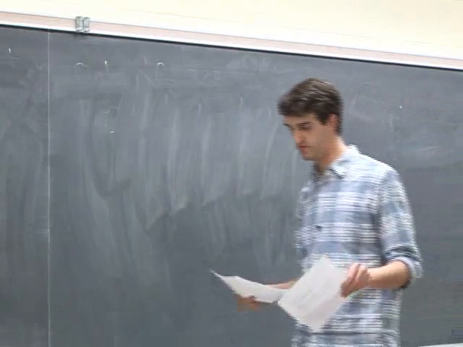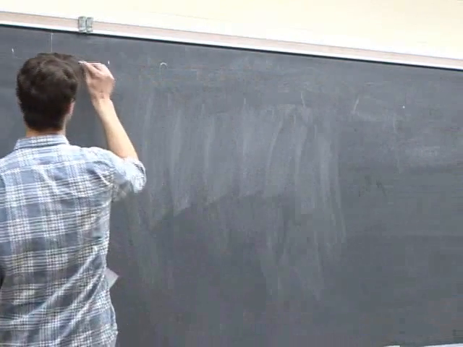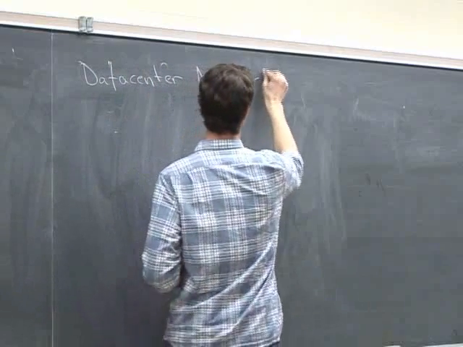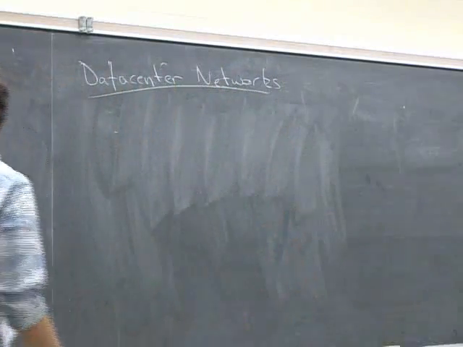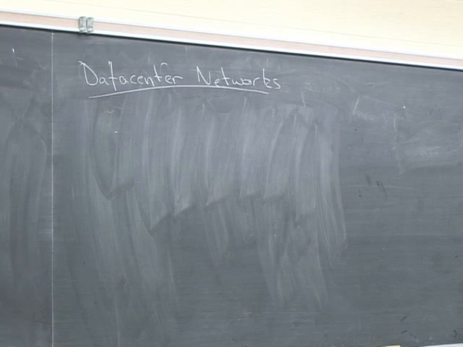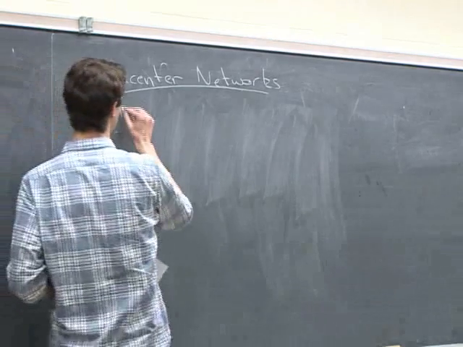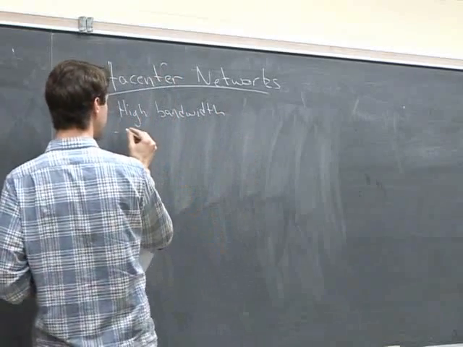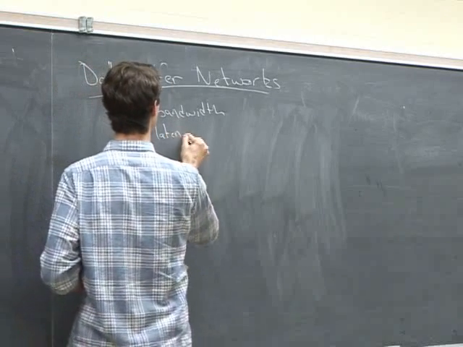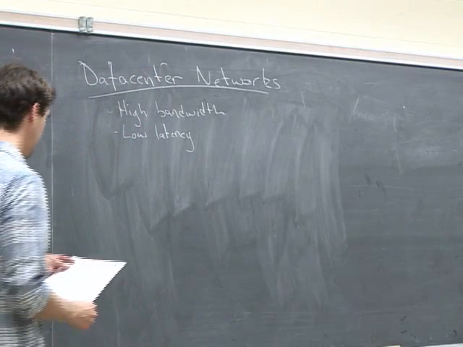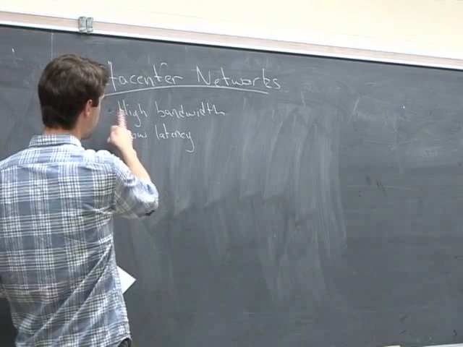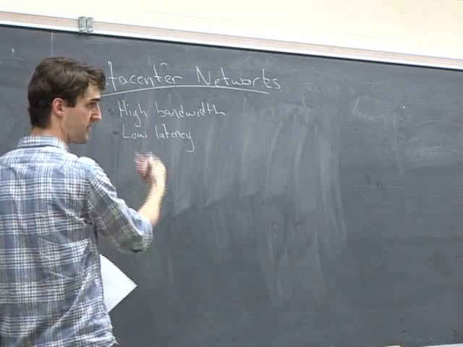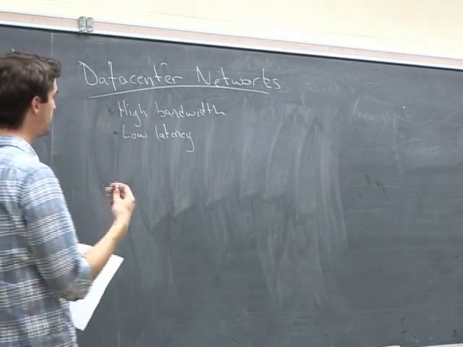Another example where TCP doesn't work that well is in data centers. I've talked a little bit about this, but let me give you a little more intuition. A data center network is almost the complete opposite case of an interplanetary protocol. Here we have very high bandwidth and very, very low latency. Because of this, as we saw, it's really hard for TCP to fully utilize a high bandwidth link, like a 10 gigabit per second link. So we need to do something different.